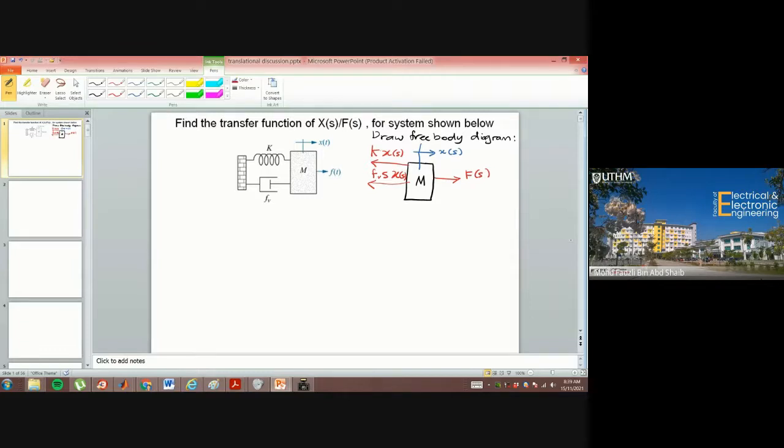How about mass M? M we need to times with S squared. As I told you before, everything needs to times with XS. Sometimes students forget to times with XS. So K remains K, FV which is the damper we times with S, and mass M we times with S squared.